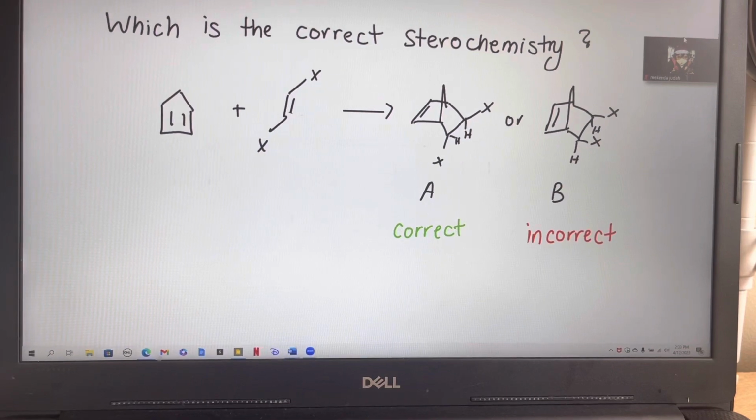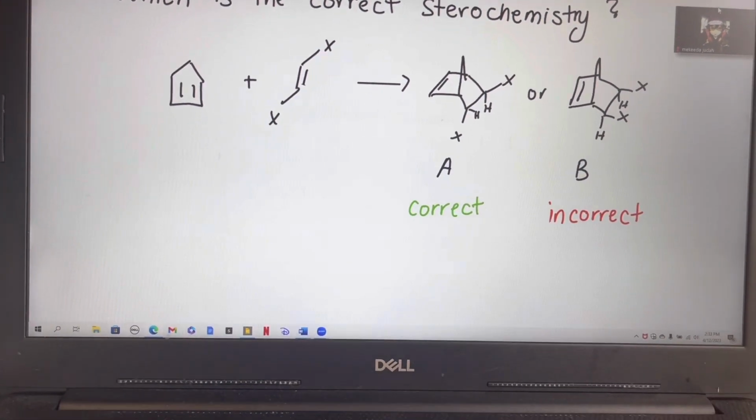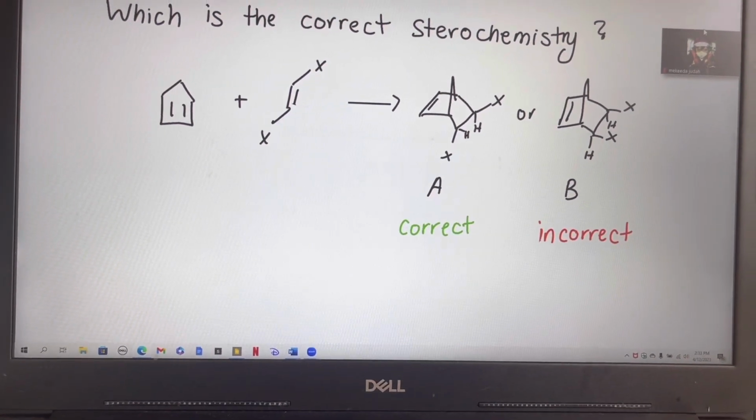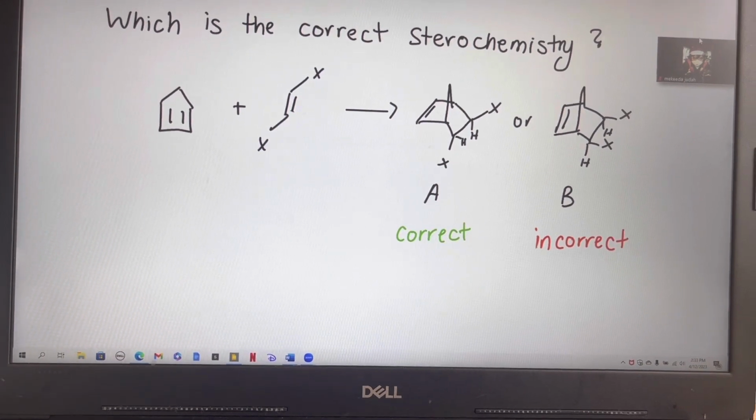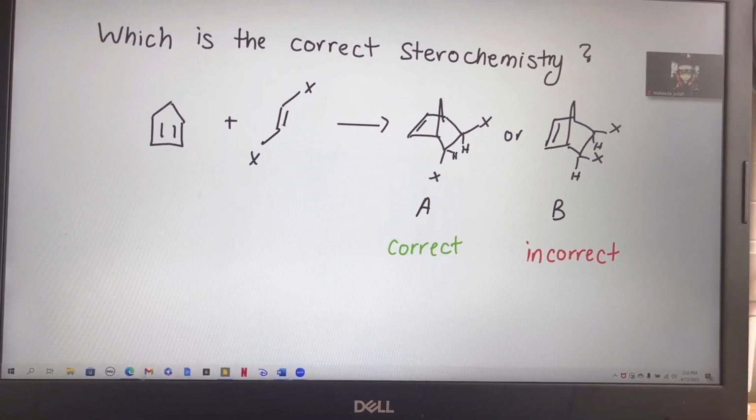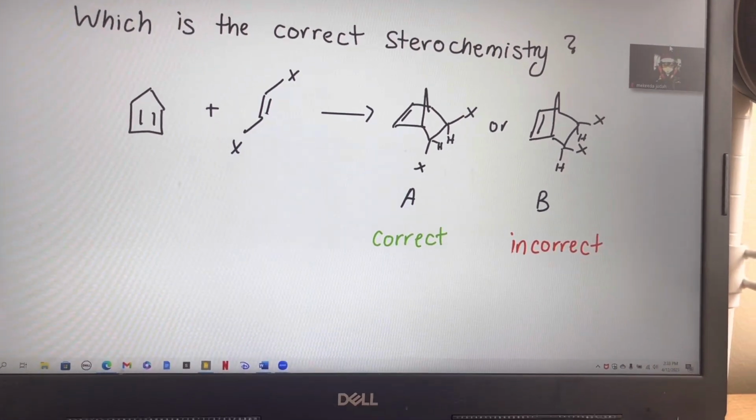Which is the correct stereochemistry? So the correct one is A because our dienophile is trans, so our conformation should be trans, so the other one is cis.